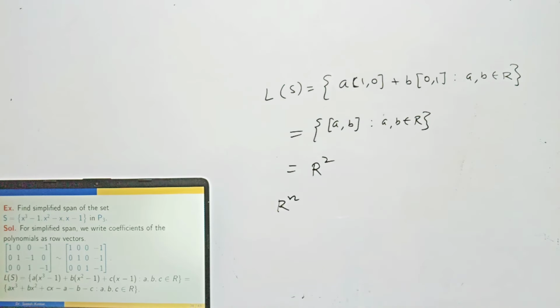In polynomials, you know the coefficients play the role. So just write the coefficients in order, find RREF and then write the linear span. So it is the simplified span of this set in the vector space P3, the polynomials of degree less than or equal to 3.